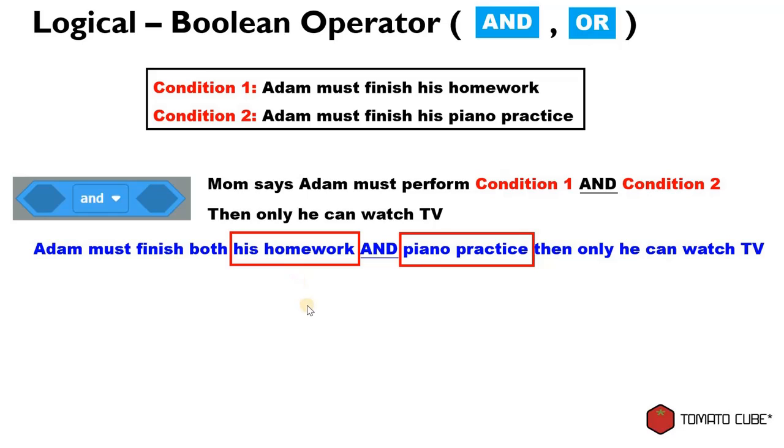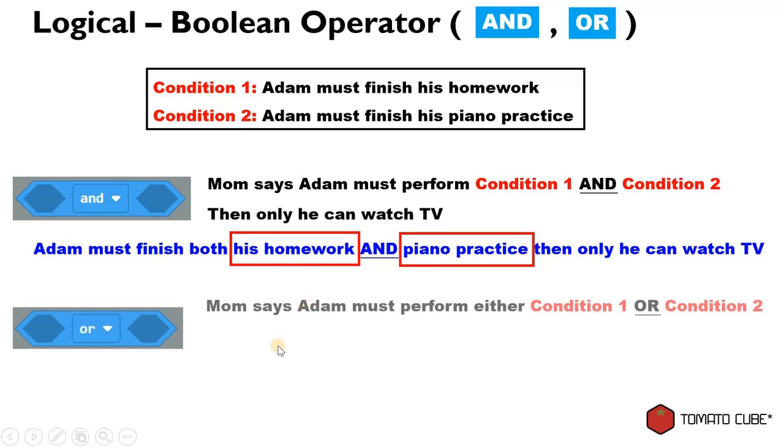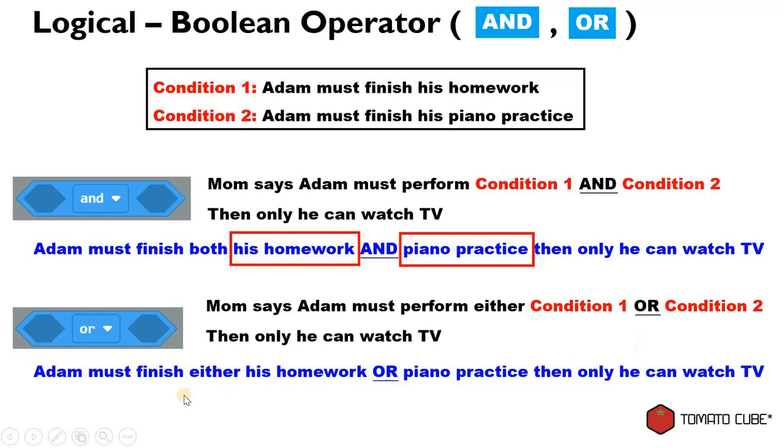However, if mom uses an OR operator, that means mom says Adam must perform either condition 1 or condition 2, then he can watch TV. So that means Adam must finish either his homework or piano practice, then only he can watch TV. So in this case, since it's an OR operator, Adam will only need to either finish his homework or do his piano practice. He can choose either one. So if he performs one of these, then he can watch the TV.